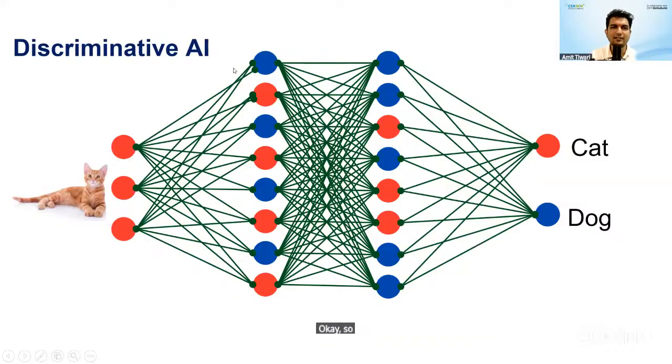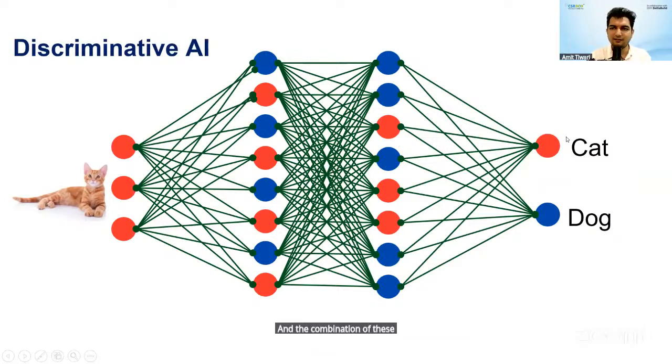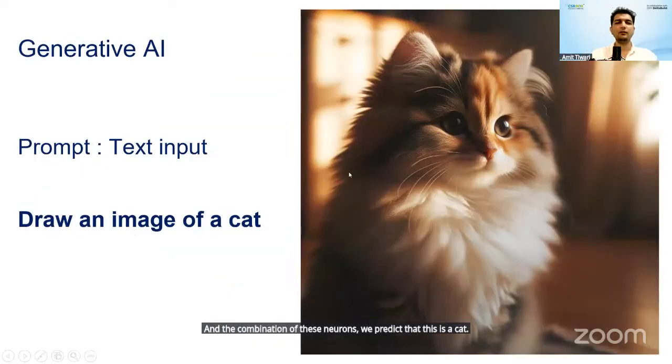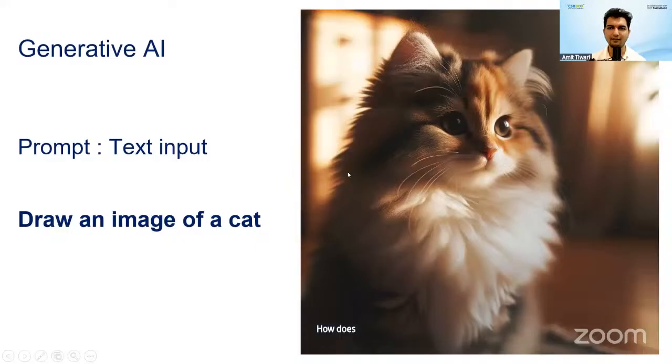This is how discriminative AI works. I feed an image, the same neurons get fired as when I was training this neural network with the same type of animal, and the combination of these neurons will predict that this is a cat. But in generative AI, we just prompt a text input, draw an image of a cat, and it draws me a beautiful cat. How does this happen is what we need to think about.